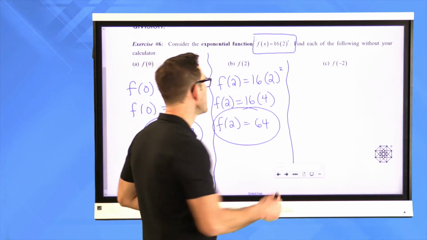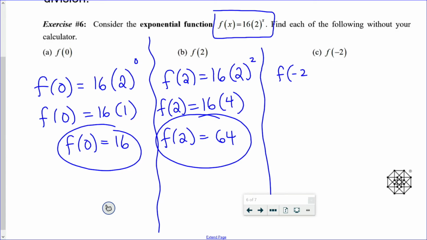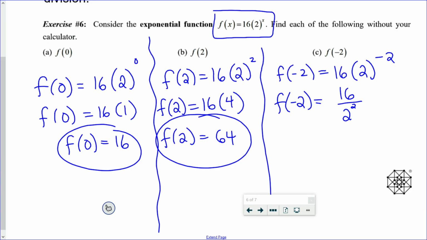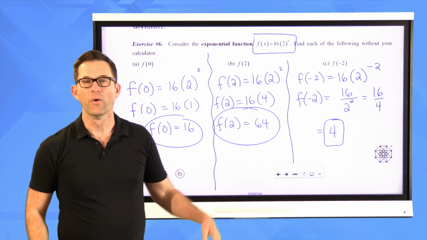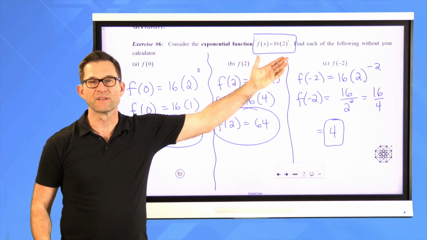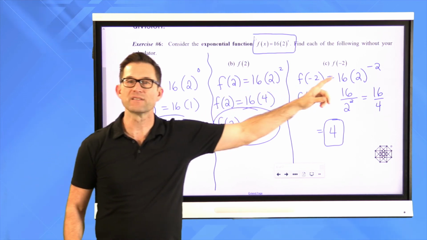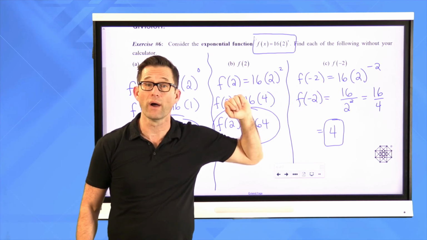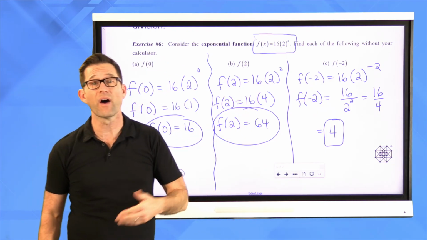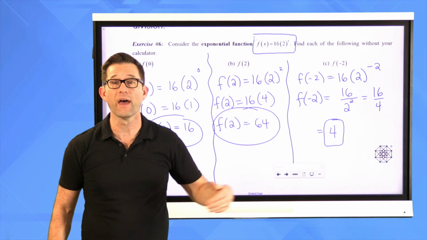And now let's take a look at a negative exponent. F of negative 2 is going to be 16 times 2 to the negative 2. And again, what that really is indicating is we're doing 16 divided by 2 squared. That's 16 divided by 4, and that's 4. So in the case of the zero exponent, I leave 16 alone. In the case of a positive exponent, I'm multiplying 16 by 2 twice. And in the case of a negative exponent, I'm dividing 16 by 2 twice. That's really the case. 16 divided by 2 once is 8. Divide by 2 again, and we get 4.